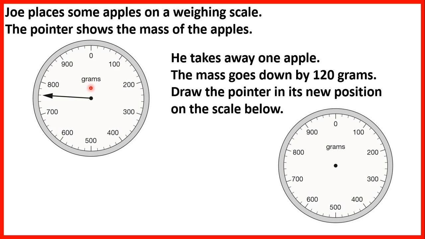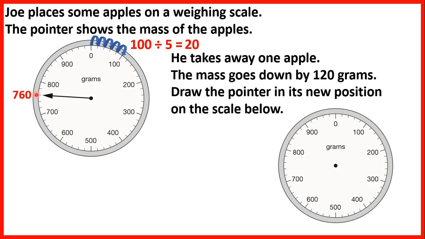So first, let's find the mass of the apples that he has. We can see that it's between 700 and 800, but to find the exact mass, we need to work out what each of these little lines on our scale represent. Now to get from 0 to 100, we have 1, 2, 3, 4, 5 lines. So what we can do is divide 100 by 5, because we have 5 jumps to get to 100, and then 100 divided by 5 is 20, so we know that each of these little lines stands for 20.